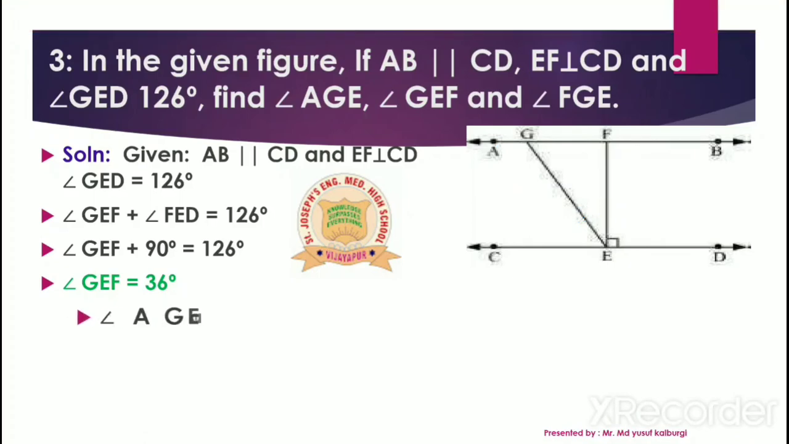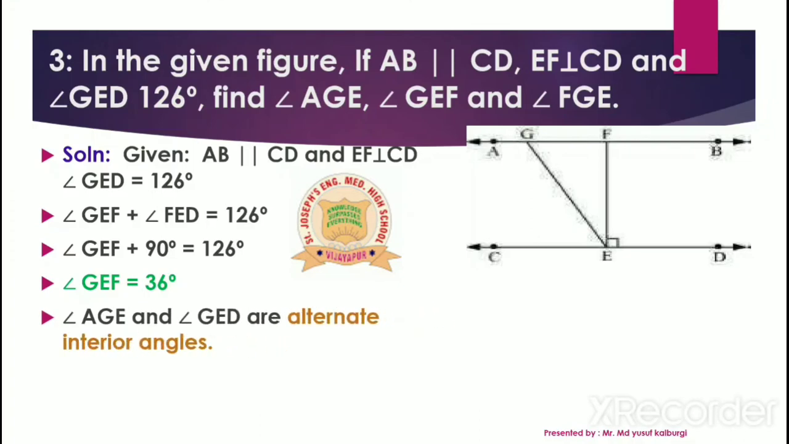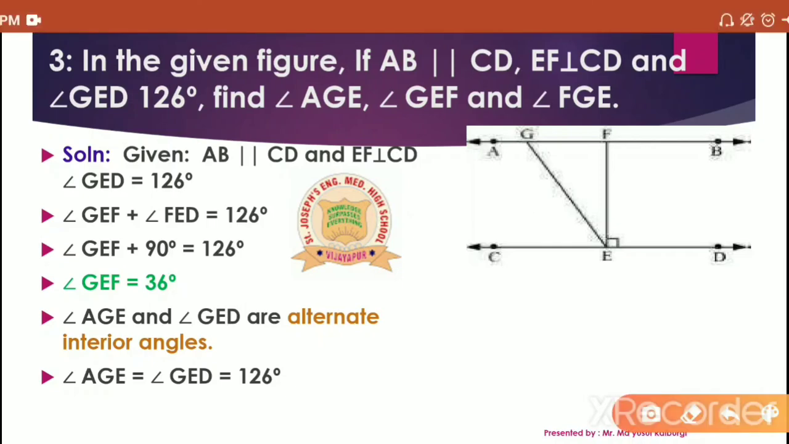We have got the value of GED, they have only given it. So can I write AGE is equal to 126 degrees? Obviously we can write. Why? Alternate angles are equal when lines are parallel. So we are going to write AGE is equal to GED, that is equal to 126 degrees, because they are alternate angles. This angle is equal to this angle, because it is forming a Z there. So alternate angles are always equal.